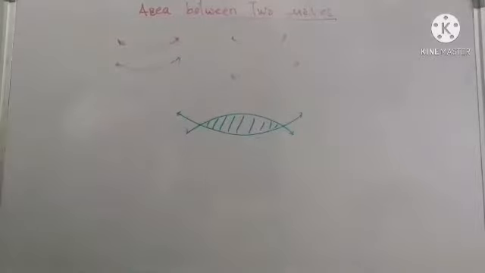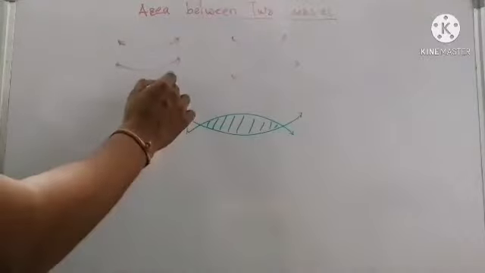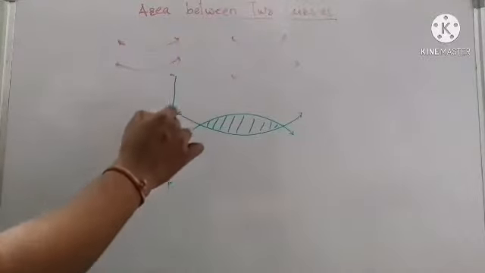Now if there are two curves intersecting each other at 2 points, then and only then can we find the area between two curves. So we have here two curves which are intersecting each other at 2 points, and the region they bound is what we have to evaluate here. For that, we take these curves in a coordinate system.